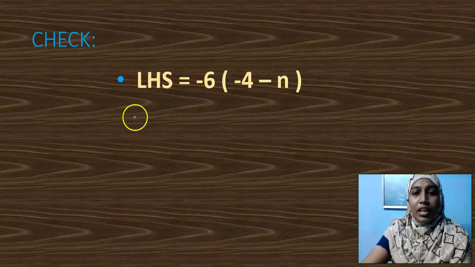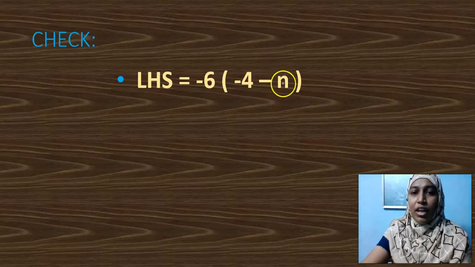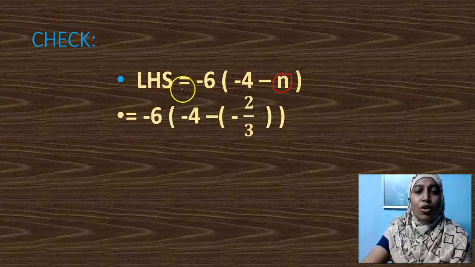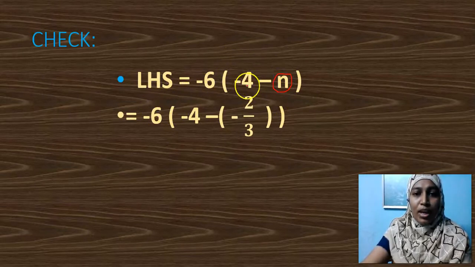And let me consider the LHS as minus 6 minus 4 minus n. What is the value of n? Just now I found minus 2 by 3. So all other things I am writing as such. Minus 6 bracket minus 4 minus sign. Then again in the place of n I have written minus 2 by 3 inside a bracket.